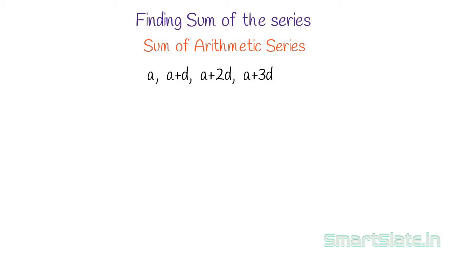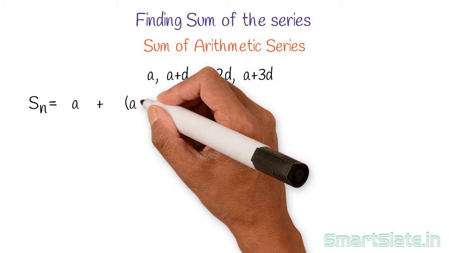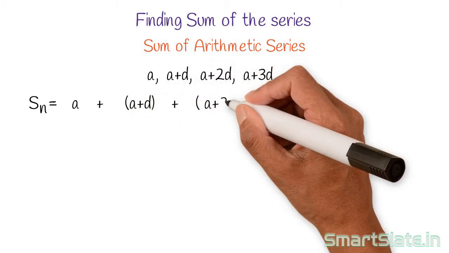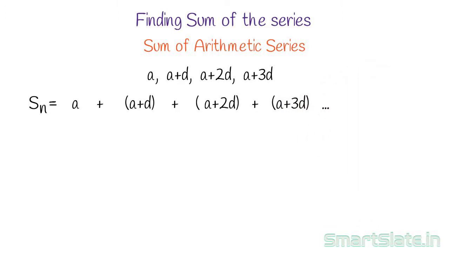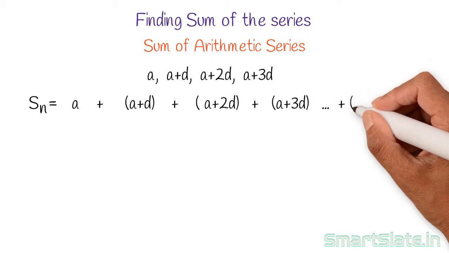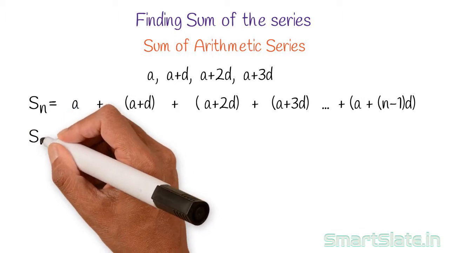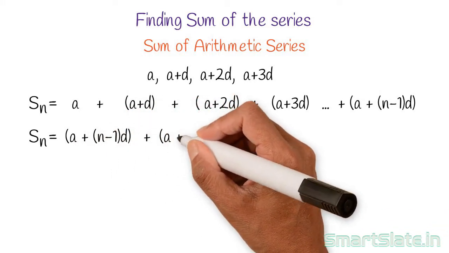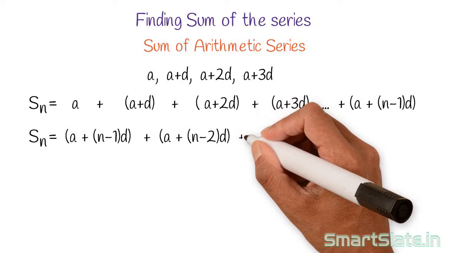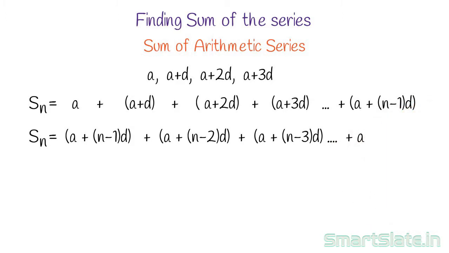So, the sum of this series is Sn, which is A plus D plus A plus 2D plus A plus 3D. If you remember, the nth term is A plus n minus 1 into D. Let me reverse this series. We get the first term as A plus n minus 1 into D, second term A plus n minus 2 into D, third term A plus n minus 3 into D. The last term would be A.